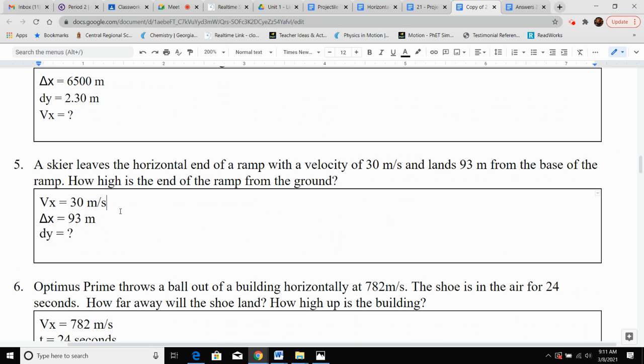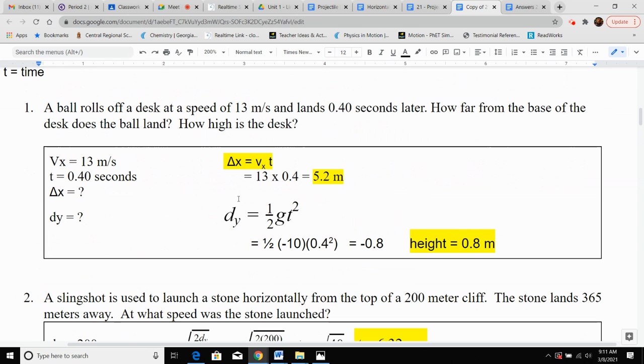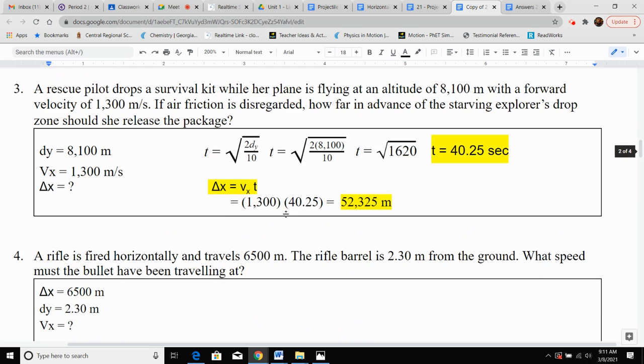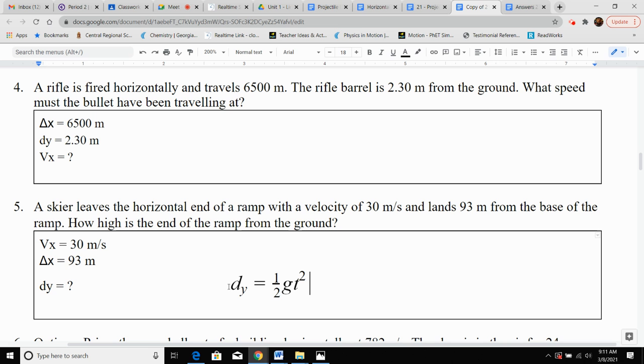This one, you get time. Use these two numbers here to get time. And then solve for dy. So we'll look at the setup on that one real quick. So go down to here for dy. I'm going to paste this. Let's make it a little bit smaller.